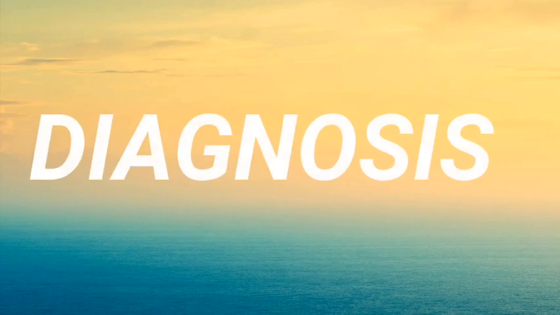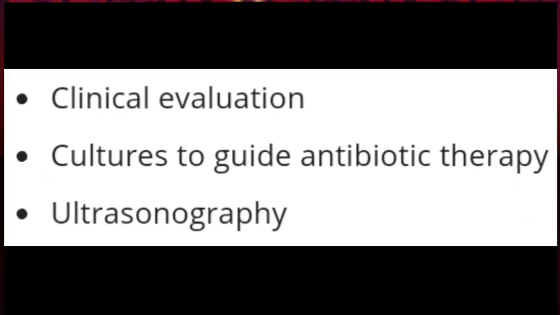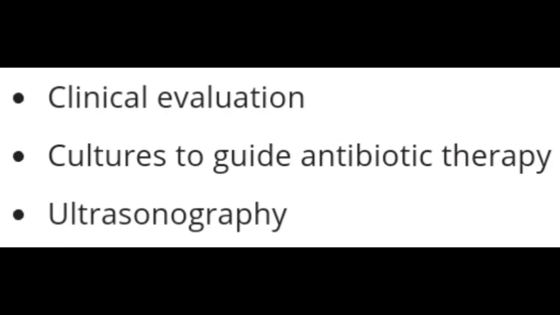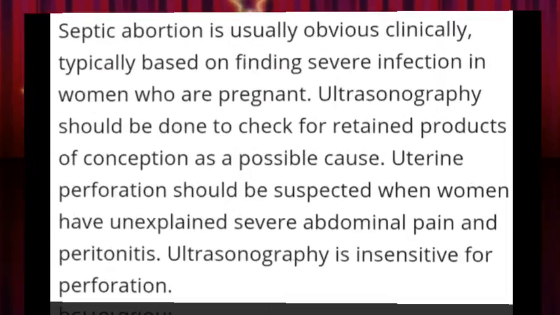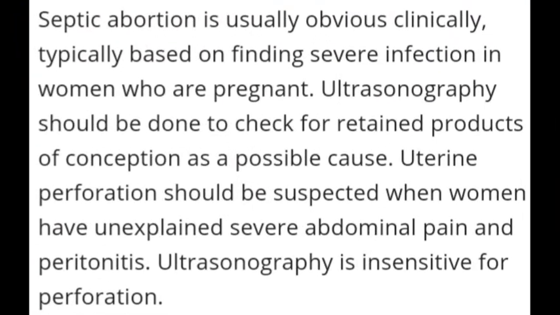Diagnosis of septic abortion: clinical evaluation, cultures to guide antibiotic therapy, and ultrasonography. Septic abortion is usually obvious clinically, typically based on finding severe infection in women who are pregnant. Ultrasonography should be done to check for retained products of conception as a possible cause. Uterine perforation should be suspected when women have unexplained severe abdominal pain and peritonitis. Ultrasonography is insensitive for perforation.